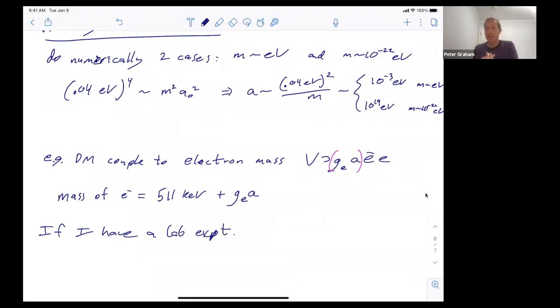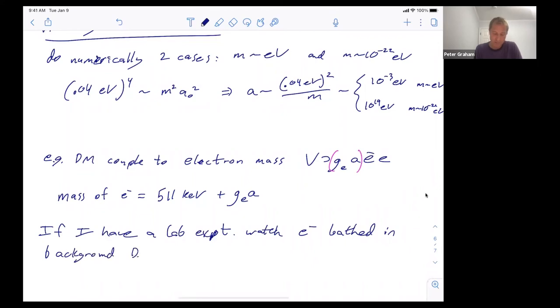and I have an electron sitting in my lab and I'm going to very carefully watch it, okay? We could do this by trapping an electron. Actually, we do this every time we look at an atom, like an atomic clock. That's a very careful measure of an electron's property, as I'll tell you in just a second. Let's say I have a lab experiment where I watch my electron bathed in this background dark matter field. Okay, what do I see? What happens to the electron? And in particular, what can I look for?